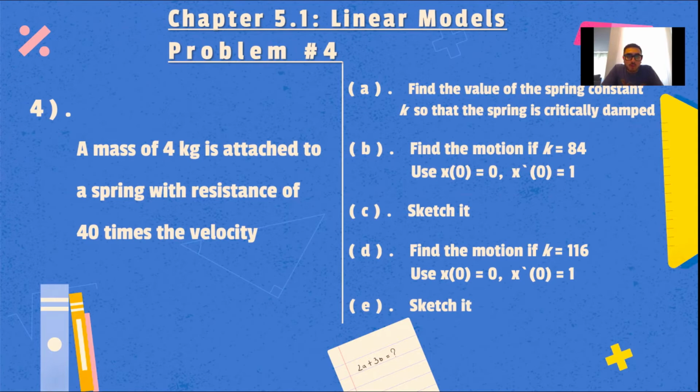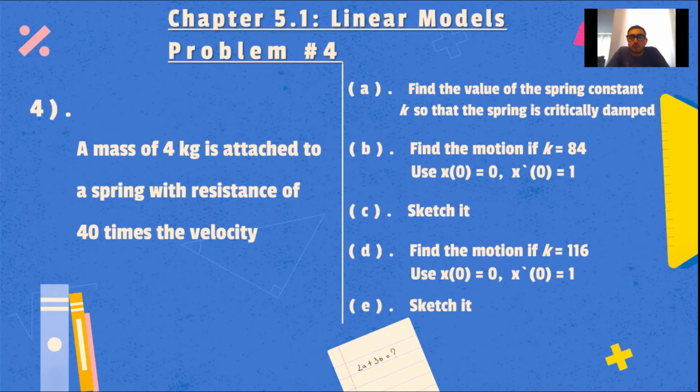The problem that we're looking at is problem number 4 under 5.1. It states that a mass of 4 kilograms is attached to a spring with resistance of 40 times the velocity. A states to find the value of the spring constant K so that the spring is critically damped. B asks to find the motion if the spring constant is 84 given the parameters, along with sketching it. C and D also ask to find the motion at a higher spring constant K with the given parameters, and we're also told to sketch that as well.